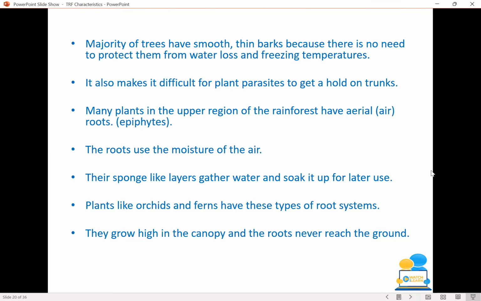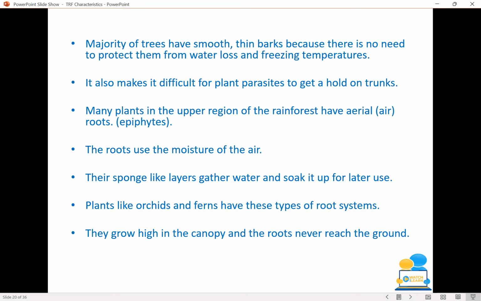So the majority of trees also have smooth, thin bark because there's no need to protect them from water loss and freezing temperatures. As we've seen, it's very constant heat within the tropical rainforest, so there's no need to be protecting themselves from those freezing temperatures. It also makes it very difficult for plant parasites to get hold of their trunks. So, for example, those lianas that we talked about before, by having a smooth trunk, it stops them from grabbing hold, or makes it a lot harder for them to grab hold of the tree and basically feed off them and take nutrients away from them.